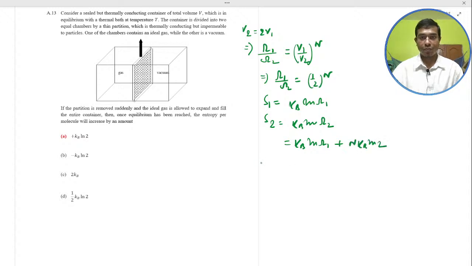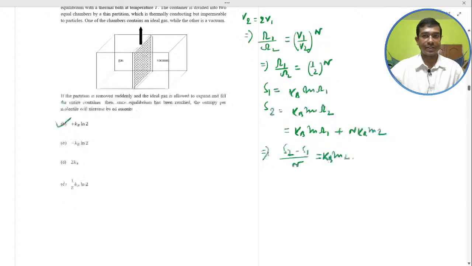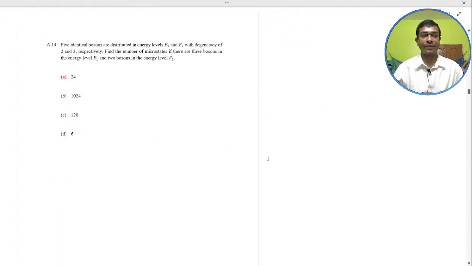ln 2. That means S2 minus S1 divided by n will become kB ln 2, which would be the correct answer. So option A is correct. Next question.